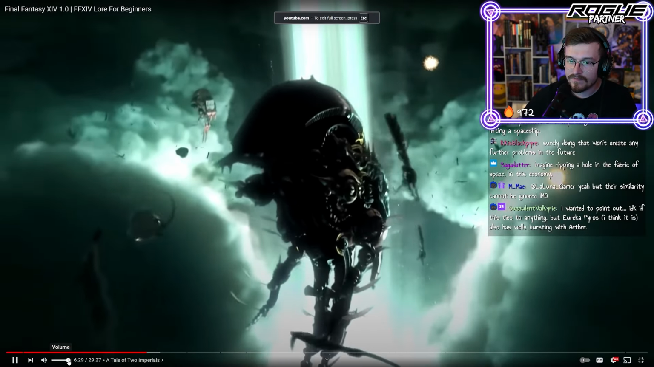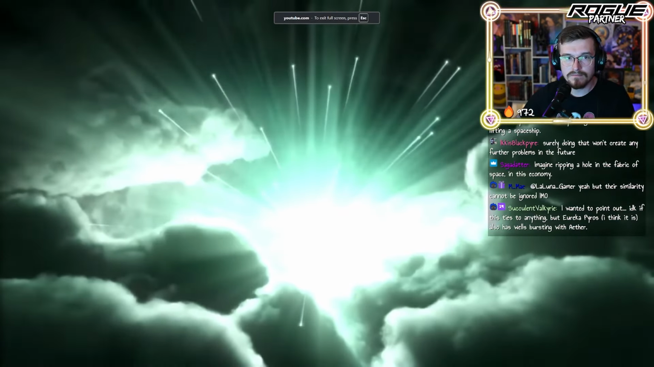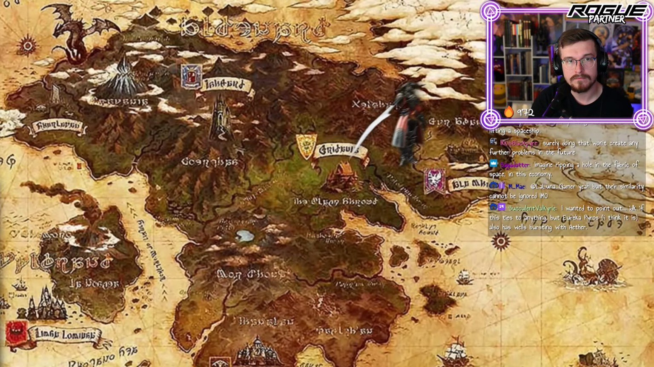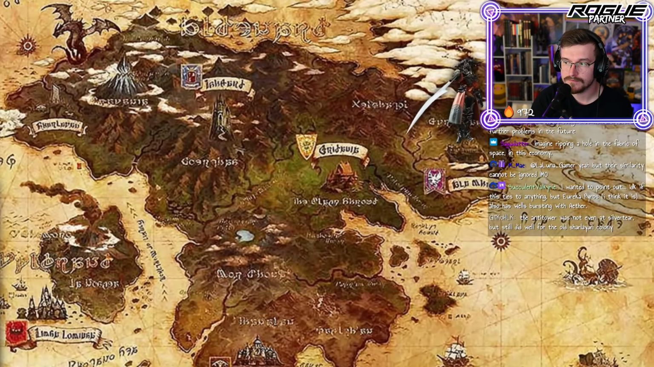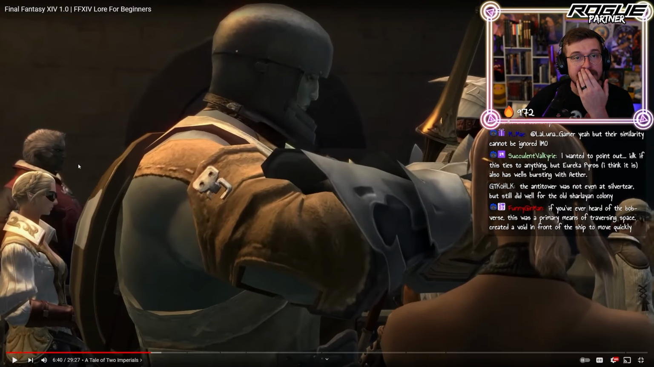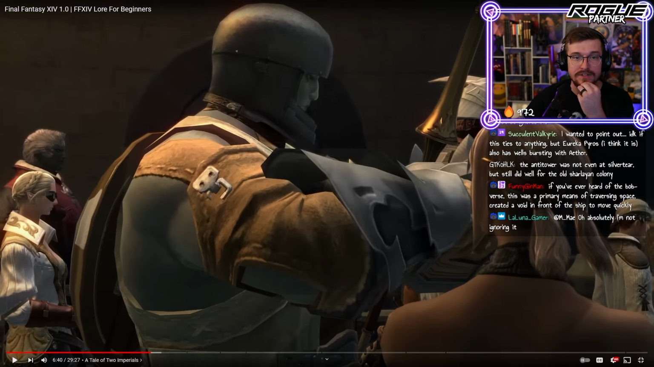Oh, wait, I forgot about the Aetioscope. Yeah, the Antitower wasn't even at Silver Tier. That's correct. Still did well for the old Charlene colony.